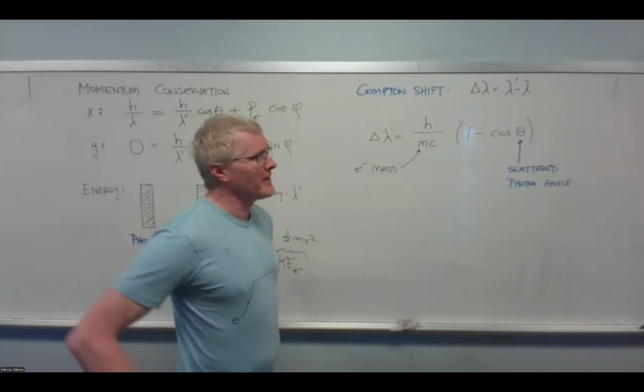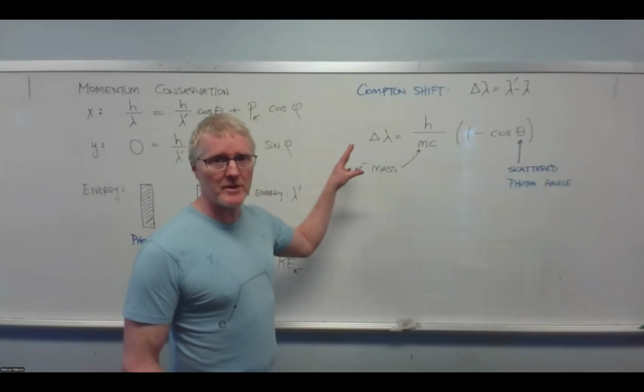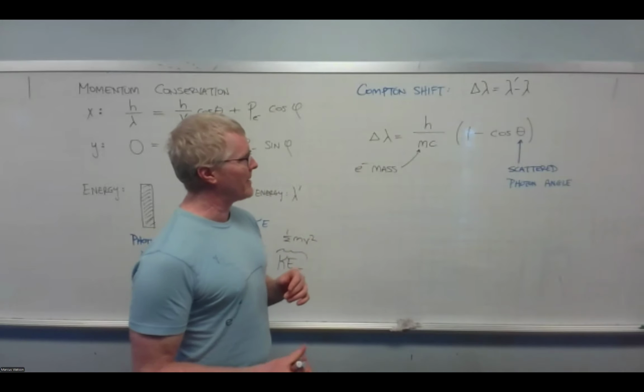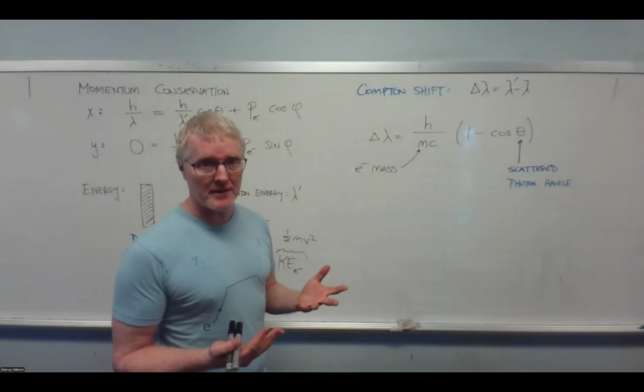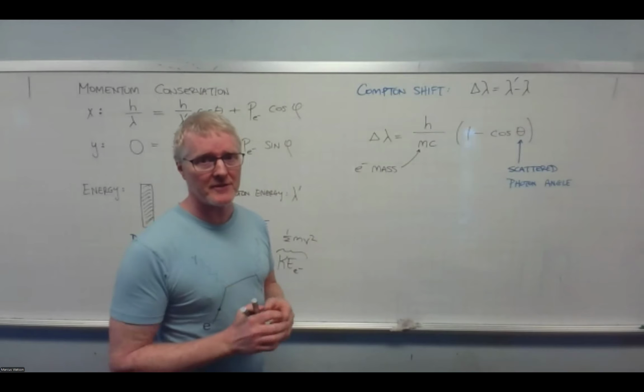Okay, so I said I'd write it for you the way you'll see it. This is typically the way you're gonna see it. h over mc is a wavelength. It has units of wavelength. You might want to check that to verify for yourself.